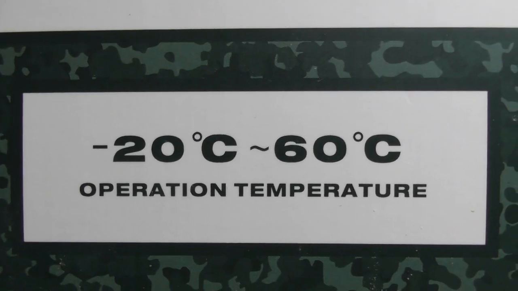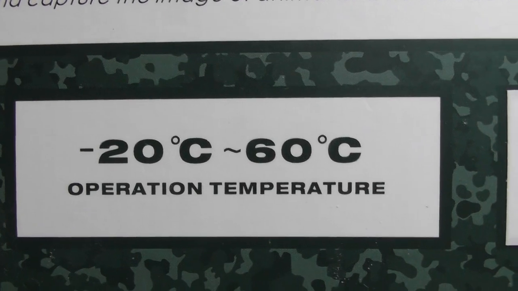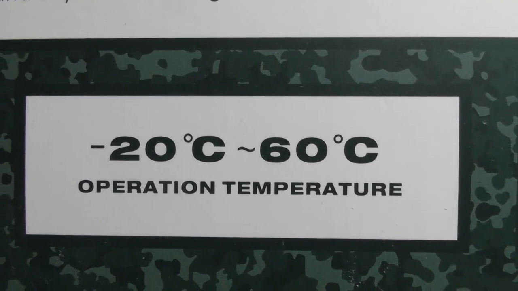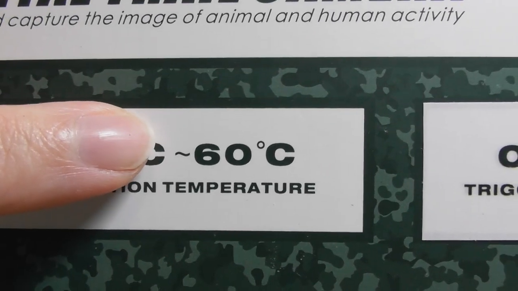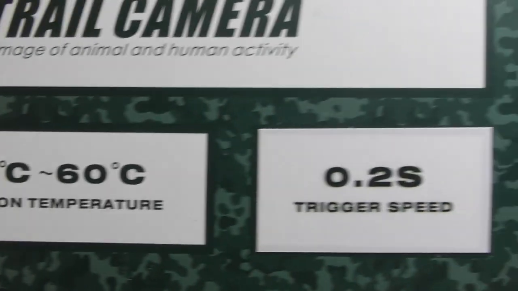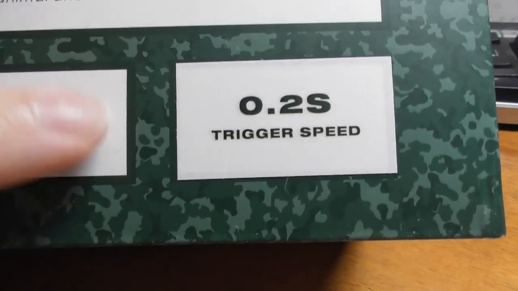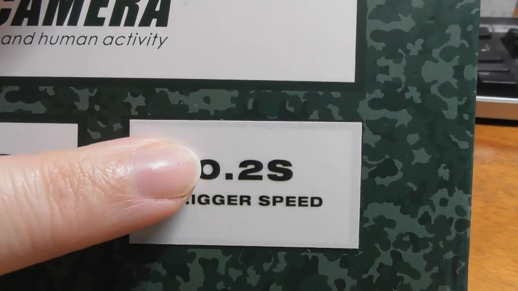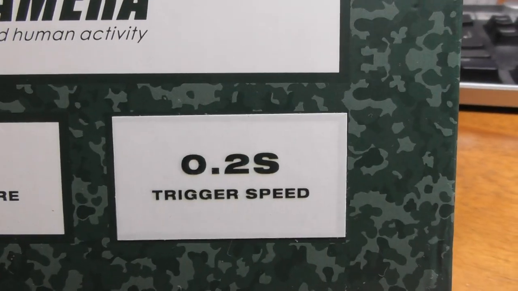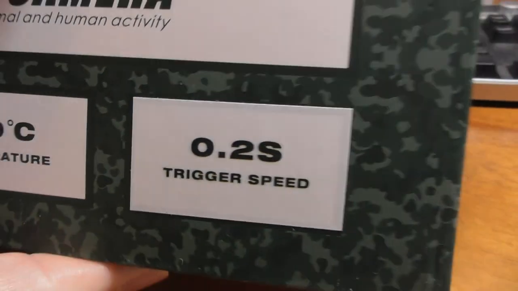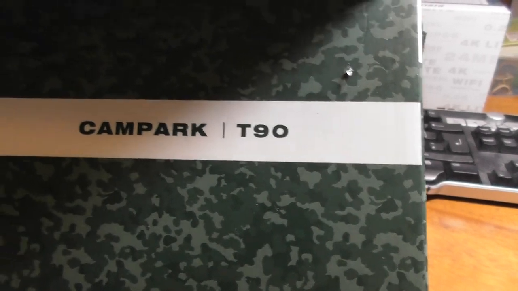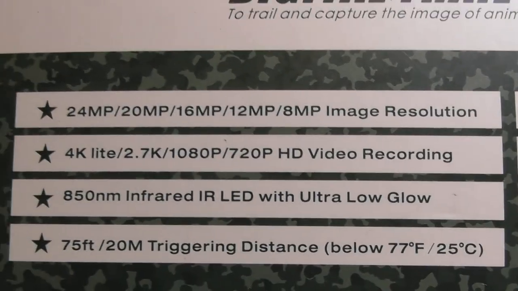It says you can see the temperature range. I've never tested it in below maybe 0 degrees in a couple of days when I've had them outside and it's continued to work. Plus 60 degrees, God, I hope I never experience that temperature. And you can see the trigger speed of this, that is really fast, 0.2 second trigger speed. I can't remember what the 1080p model is. I think it's 0.3 seconds, so I think that's quicker than the 1080p one, but you'll have to double check that. Back of the box, you've got some details about it.